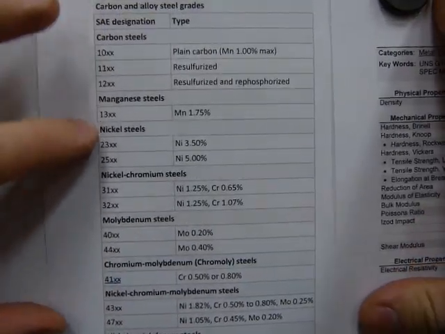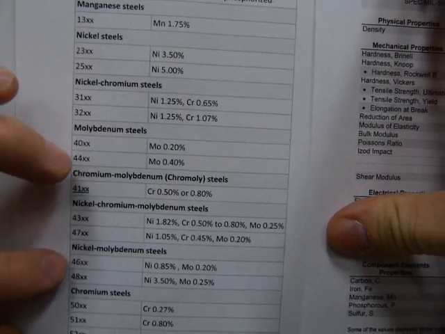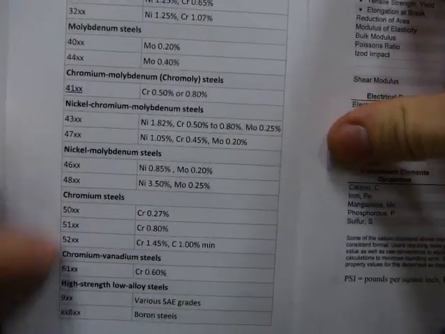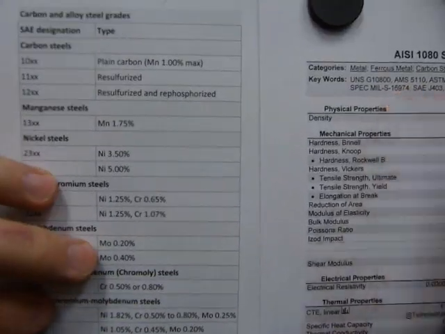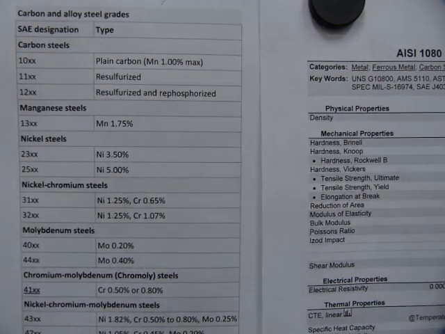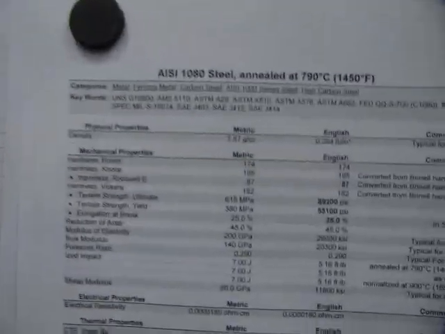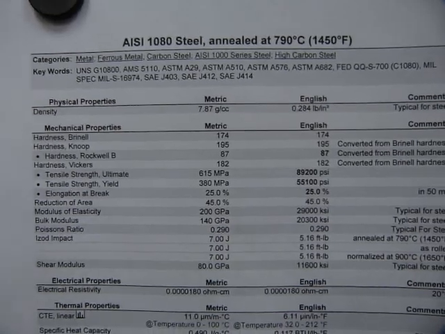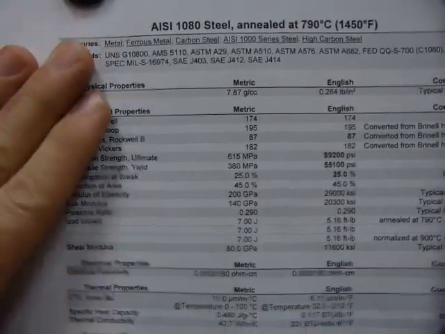And you can see manganese steels, nickel steels, and the rest. Okay, so there's all kinds of alloys. Now, again, why steels are classified is that they have calculable, reliable, consistent mechanical properties.